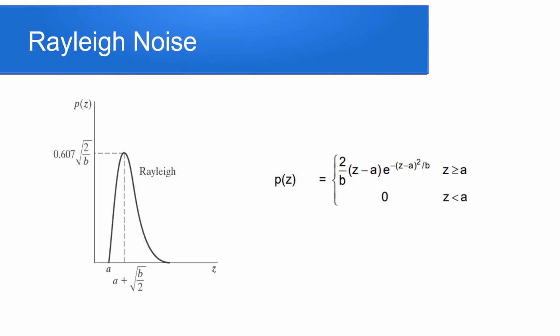Unlike the Gaussian distribution, the Rayleigh distribution is not symmetric. It is given by the formula P of z equals 2 upon b into (z minus a) into exponential e raised to minus (z minus a) the whole square upon b for z greater than or equal to a, and 0 for z less than a. It models real sensor noise. It appears in real physical systems and in magnetic resonance imaging. It is interesting to note that the Rayleigh distribution is skewed to the right.